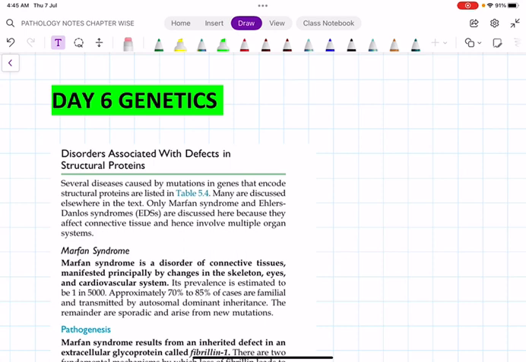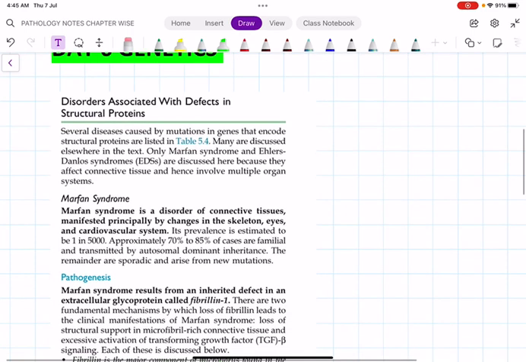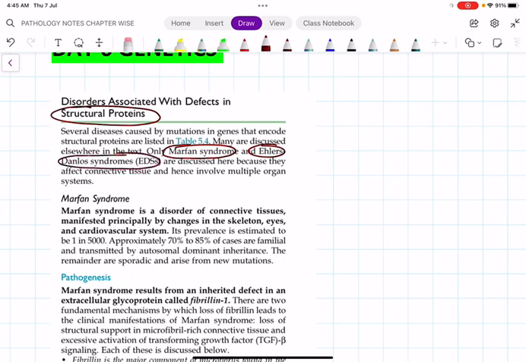Today we are going to discuss some of the disorders which are associated with defects in structural proteins. The two important disorders associated with defects in structural proteins are: one is Marfan syndrome, another one is Ehlers-Danlos syndrome.